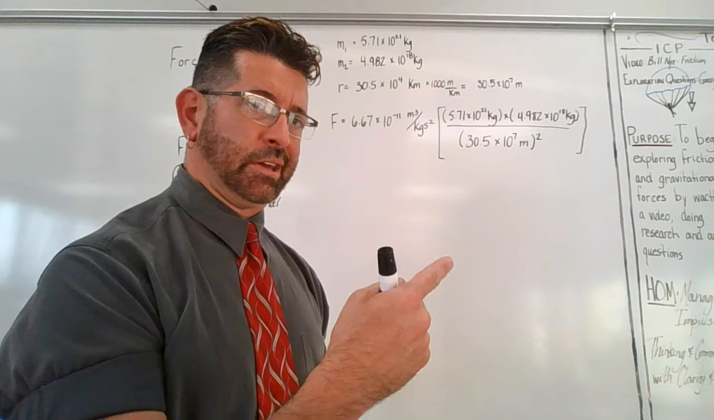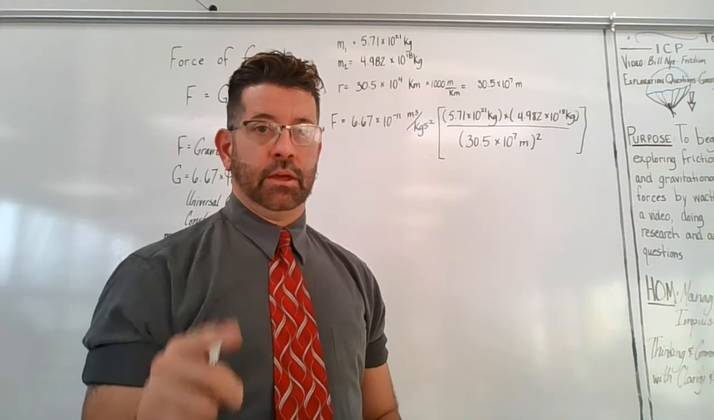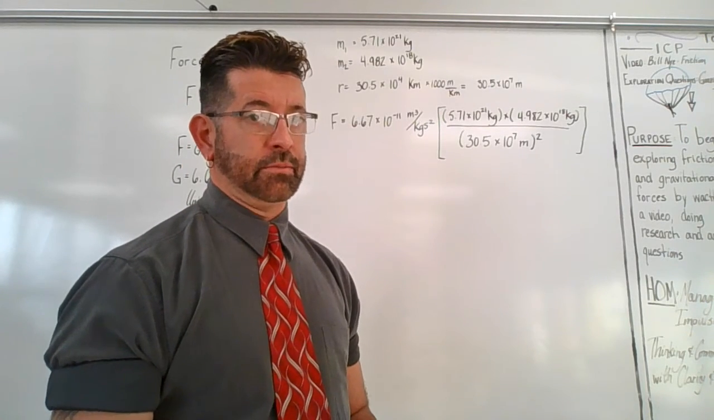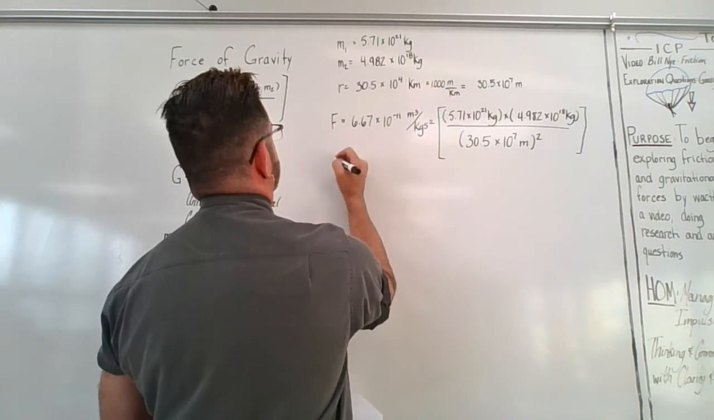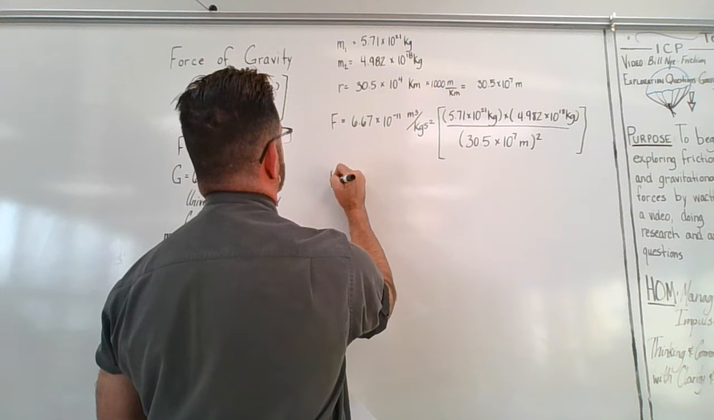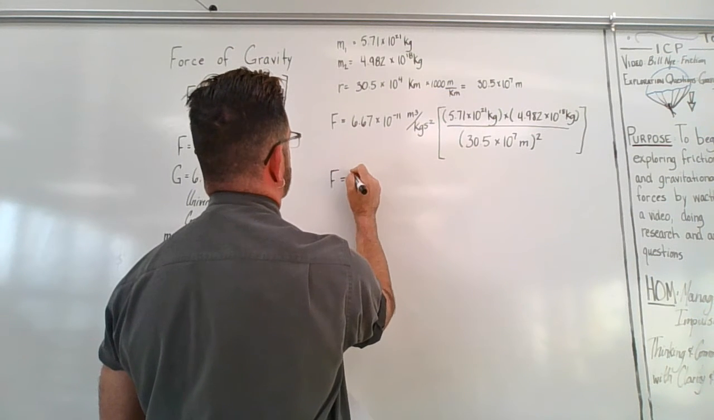In fact, put them on here. It'll make it cleaner in your head when you punch it in the calculator. I know this from experience. So we multiply those together. We square that number on the bottom. We get F. And you should do this step by step, of course.